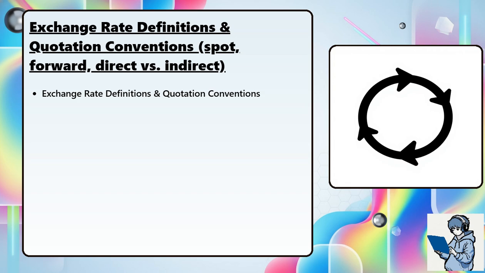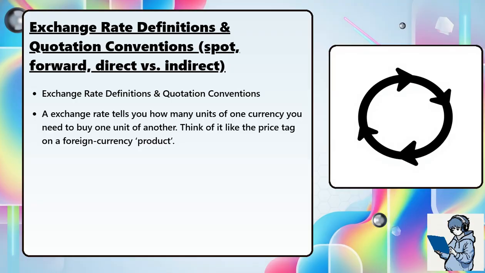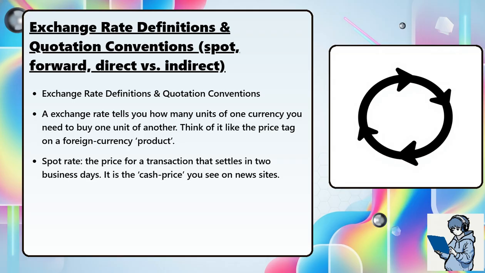Exchange rate definitions and quotation conventions. An exchange rate tells you how many units of one currency you need to buy one unit of another. Think of it like the price tag on a foreign currency product. Spot rate is the price for a transaction that settles in 2 business days. It is the cash price you see on news sites.